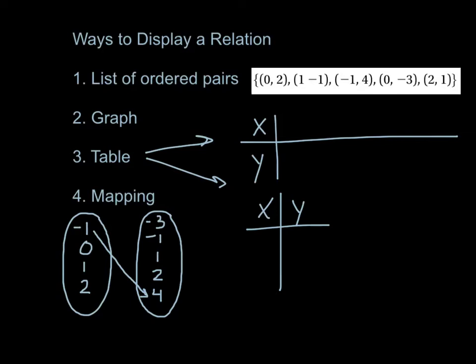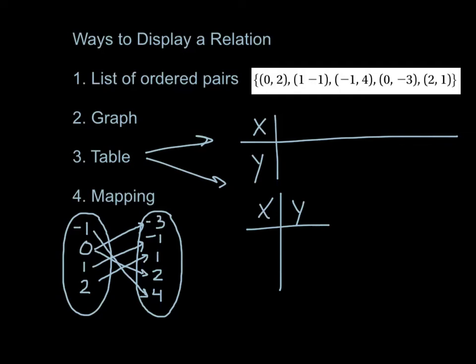The 0 goes to the 2 and the -3. The 1 goes to the -1. And the 2 goes to the 1. Okay, so let's make sure we got that right. -1, 4, 0, -3, 0, 2, 1, -1, 2, 1. Okay, so that's our mapping.